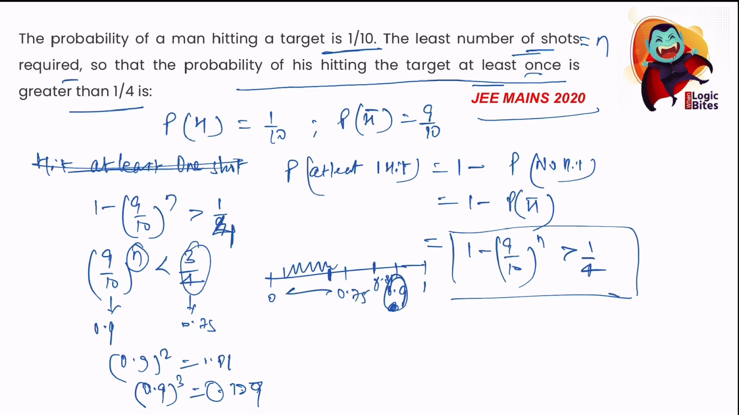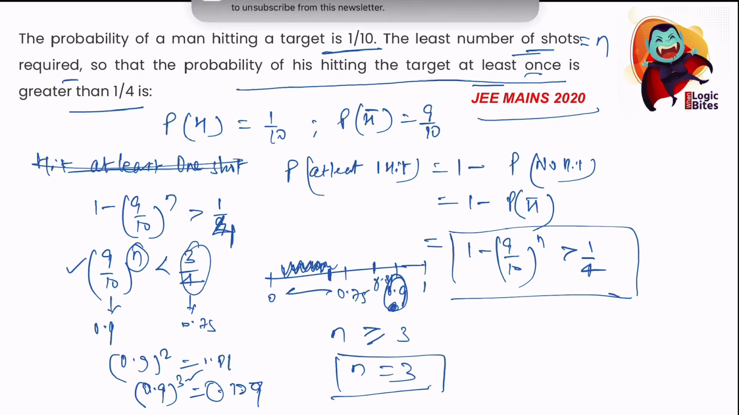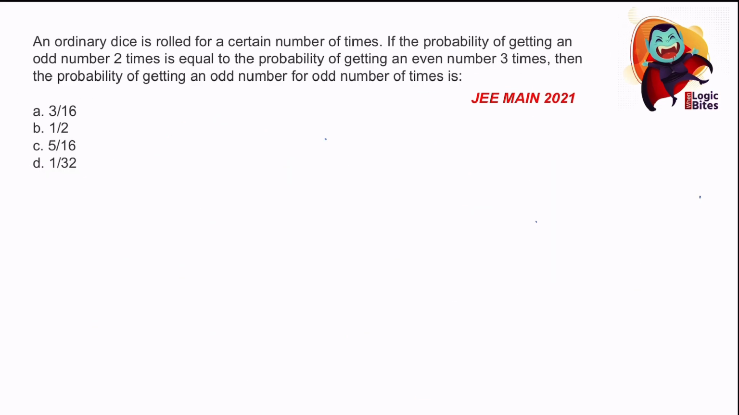So for any number which is 3 or more, (9/10)^n will fall here, which is our required position. So n will be greater than or equal to 3. So the least value of n will be 3. Therefore our answer is 3.